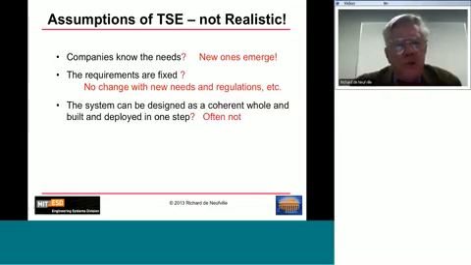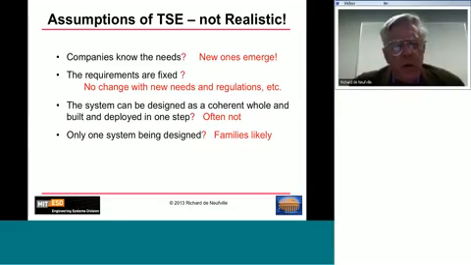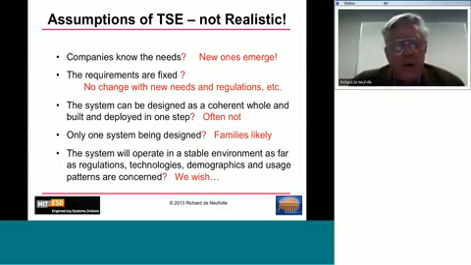Can the system be designed as a coherent whole and then built in one step? Often not. The owners will add things to it, different facilities, whatever, changing the originally built system. Are we designing only one system? Well, probably not. They're likely to be families. Will the system operate in a stable environment as far as regulations, technologies, demographics, and usage patterns are concerned? We can only wish.